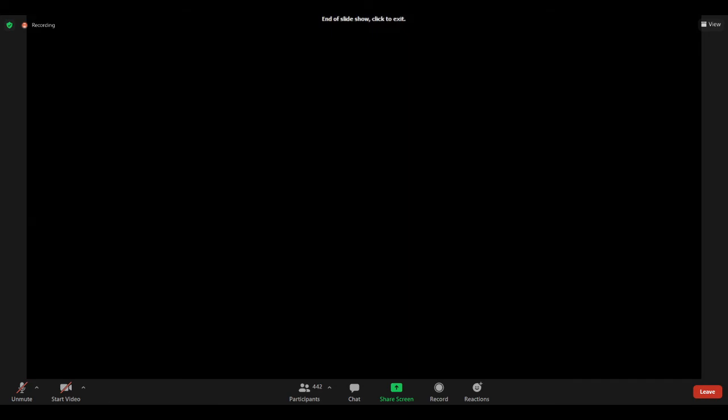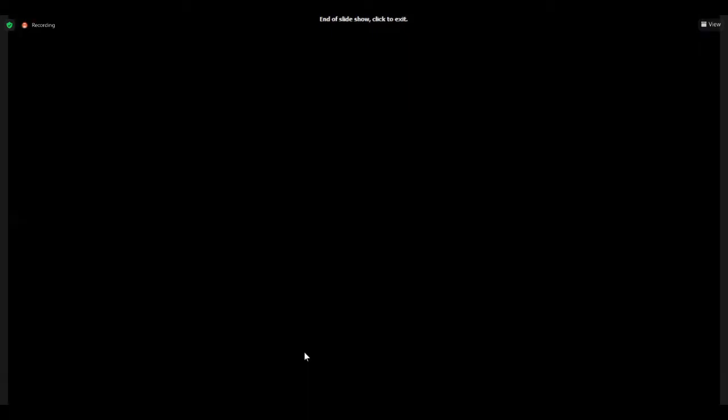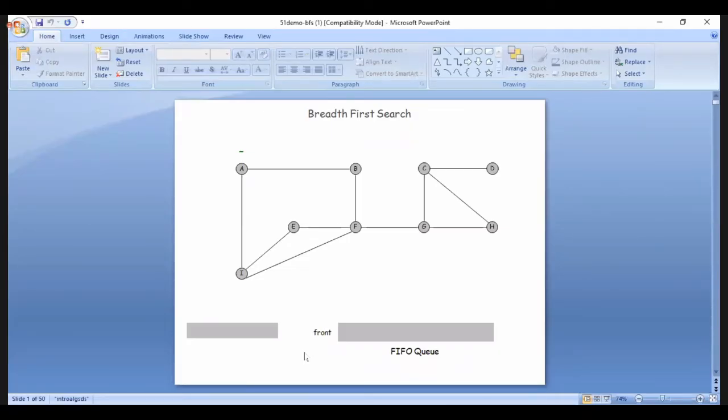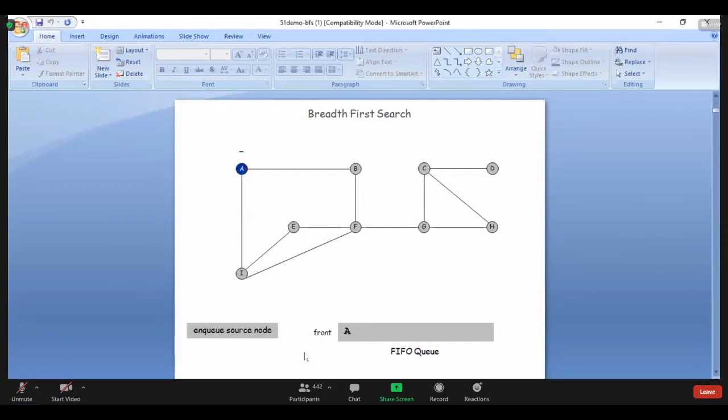Clear? Or shall I show once again? Is it clear? Okay. So actually, the final diagram, I think you know. You can draw. A, that is not there, right?